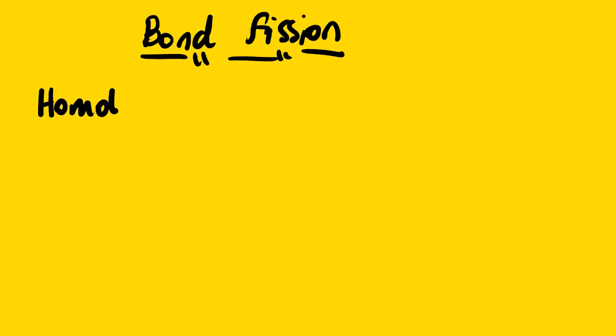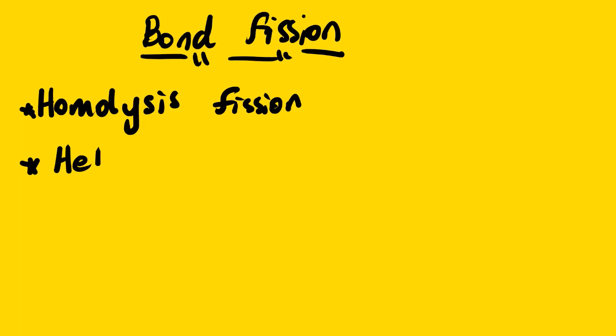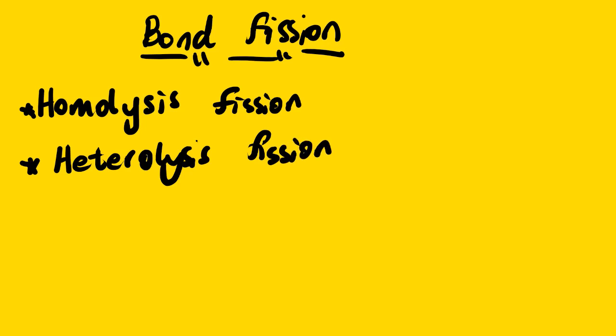Some say it's homolytic fission or homolysis bond fission. The second one is heterolysis fission, or sometimes we say it's heterolytic. So we have these two different types of bond fission. Let us start by explaining the first one, which is homolysis fission.